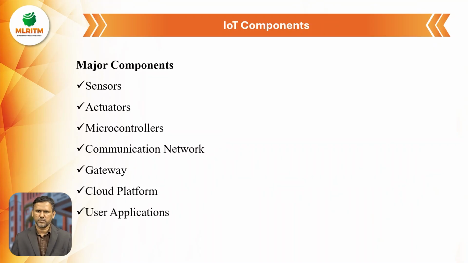So the major components of these IoT systems are sensors, actuators, microcontrollers, communication networks, gateways, cloud platforms, and user interfaces.